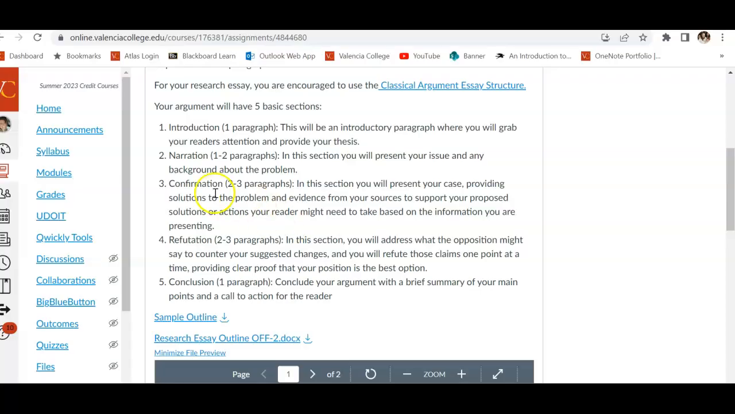As a reminder, you will use your research in sections 2 through 4, the narration, confirmation, and refutation. We do not use our research sources as part of our intro or conclusion, generally speaking. I did want to take a moment and show you a sample outline.